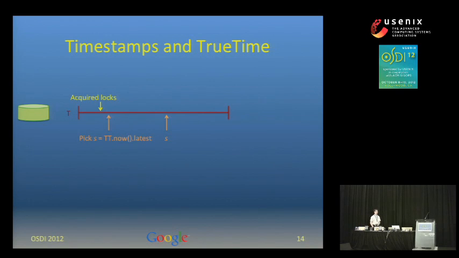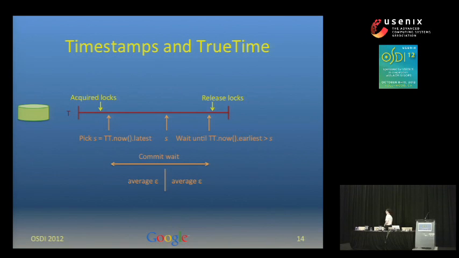How do we guarantee that s falls in the interval with respect to releasing the locks? Well, what we do is we wait. We slow down the system to wait out the uncertainty in the clock. So we call this commit wait. And what we do is we simply spin, logically spin. We don't actually sit there in a loop and spin. And we spin until tt.now.earliest is greater than s. So we wait out the uncertainty on the other side of the interval.